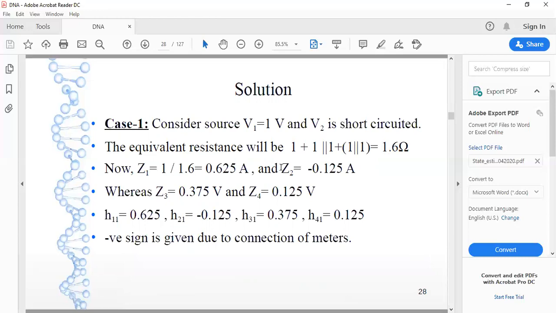Z1 and Z2 are ammeters. Hence, the value for Z1 is equal to 0.625, while Z2 is equal to minus 0.625. The minus sign indicates that the polarity of the meter which we have connected and the actual current flowing are in opposite directions. Likewise, we can find Z3 and Z4 also. Both are voltmeters. Accordingly, we will find H1 to H41.